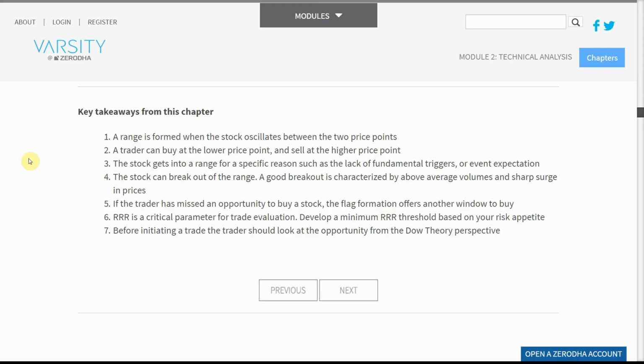RRR is a critical parameter for trade evaluation. Develop a minimum RRR threshold based on your risk appetite. Before initiating a trade, the trader should look at the opportunity from the Dow theory perspective.